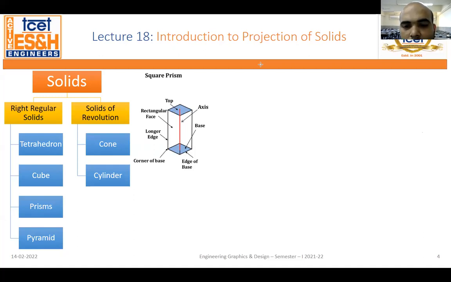Edge of top is called base edges. The edge of top, it will be again base edges. It is being said base edges because it is lying on that edge. You'll be able to understand when we are talking about it lying on one particular surface, on one particular side.